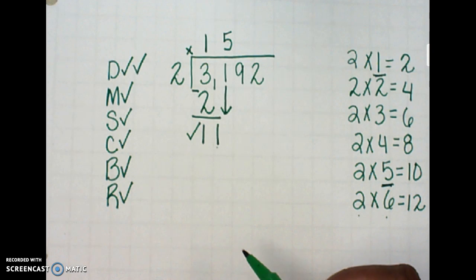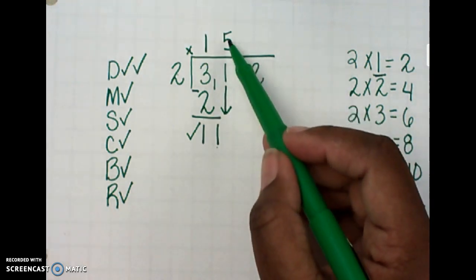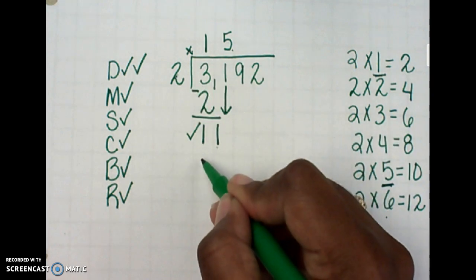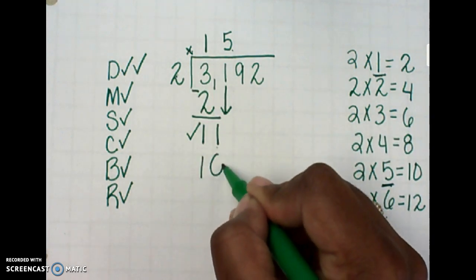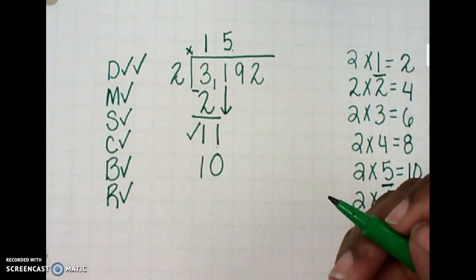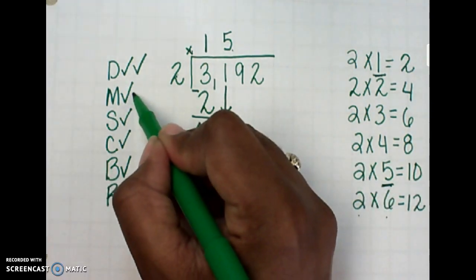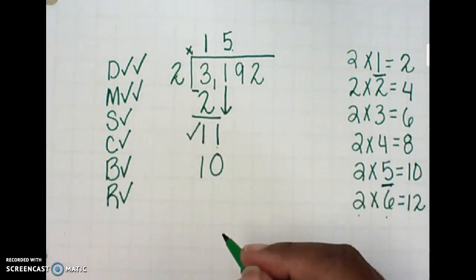Now I'm ready to multiply. 5 times 2 is 10, and I put my 10 directly underneath my 11, and I'm going to check my M for multiply.